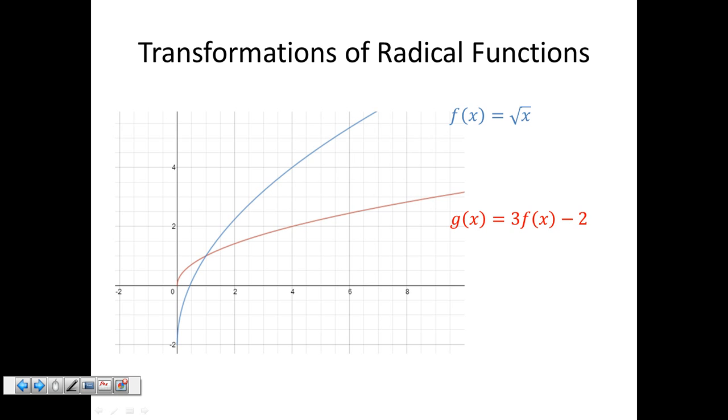Now, a lot of times people will ask me, how do I know which one gets done first? Do I stretch it by a factor of 3, or do I lower it 2 first? Well, it's actually a really easy answer to that. We just have to follow the order of operations. So the order of operations says multiply by the 3 first. So that's going to be our first transformation, is that vertical stretch. Then you subtract the 2. So then we shift it down 2.